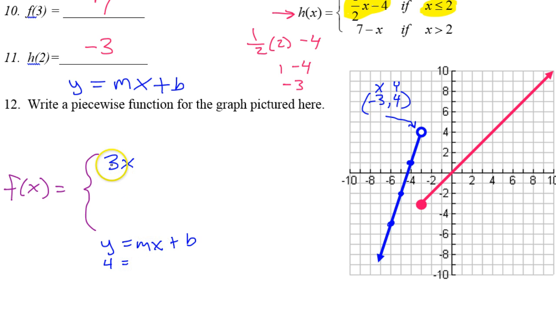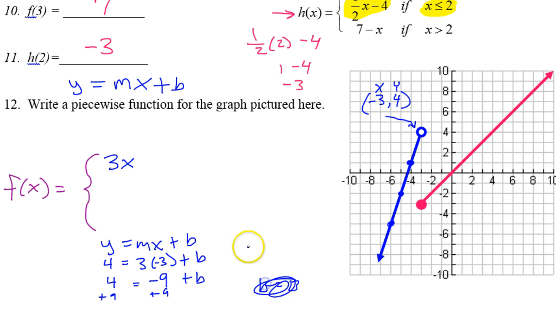Now m is my slope. I already know that's 3. And then x is negative 3, plus b. So this is 4 equals negative 9 plus b. Now I'm adding 9 to both sides, and sure enough, I get 13. So b is equal to 13, just like I thought. b equals 13. So that's why this will be 3x plus 13.